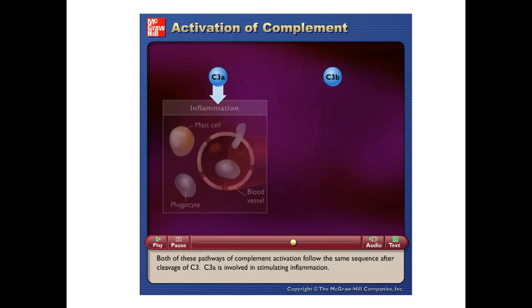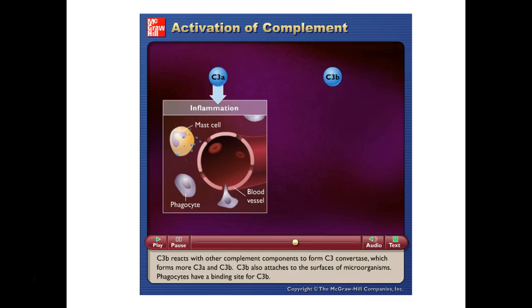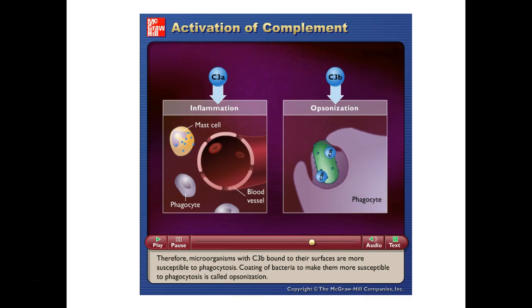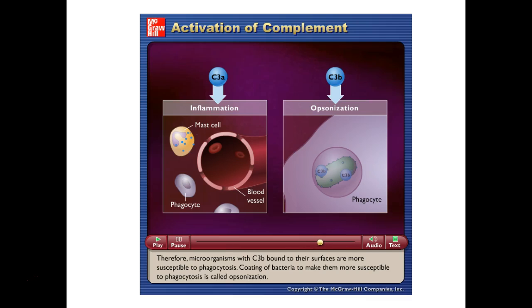C3A is involved in stimulating inflammation. C3b reacts with other complement components to form C3 convertase, which forms more C3A and C3b. C3b also attaches to the surfaces of microorganisms. Phagocytes have a binding site for C3b. Therefore, microorganisms with C3b bound to their surfaces are more susceptible to phagocytosis. Coating of bacteria to make them more susceptible to phagocytosis is called opsonization.